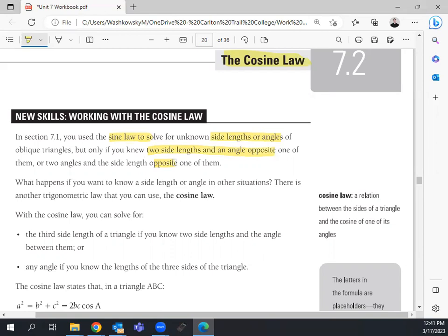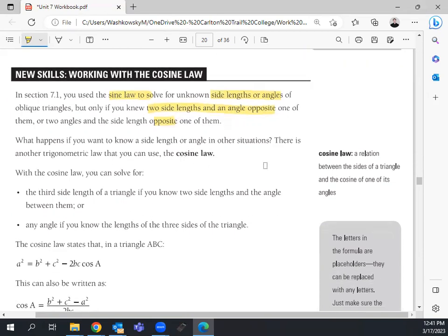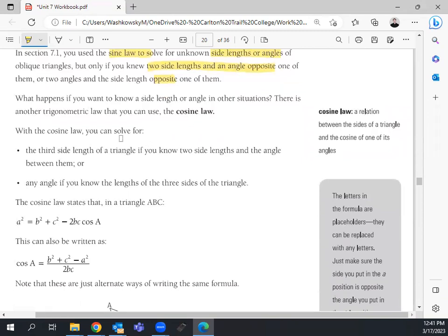What we're primarily focused on today is two things. One, being able to understand the cosine law, and more importantly, being able to understand when we use that instead of the sine law. I'm hoping we'll catch on to that quite quick here.